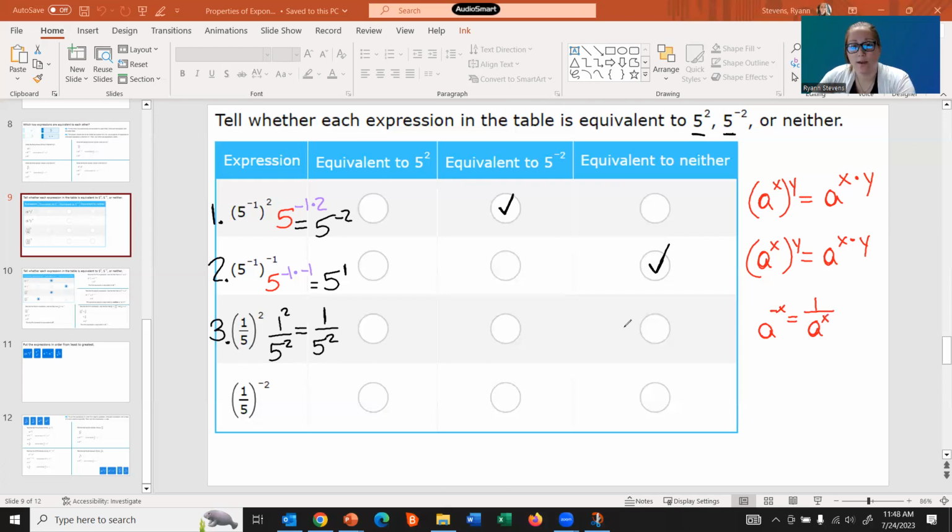Now it can work the other way around as well. So let's say we have 1 over 5 squared. We can convert this and say, bring this to the numerator. But in that case, we have to make sure that we're completing the proper transition with the exponent. So if the 2 was positive in the denominator, it's now going to be negative in the numerator. Remember, you're flipping those fractions.